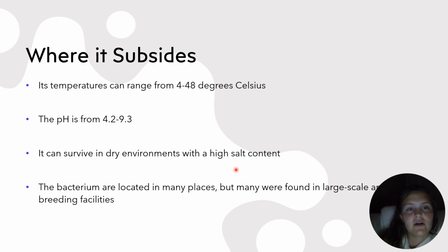It is carried by workers into the food people consume, causing poisoning. However, most cases run their course and do not involve remedies. So the bacterium does not have a specific environment that is most common. However, it is seen being carried by humans, animals, and more. So they are located in many places, but many were found in large-scale animal breeding facilities.